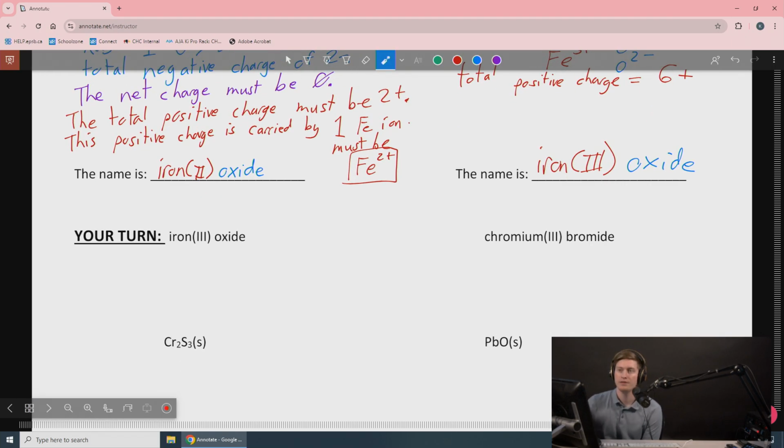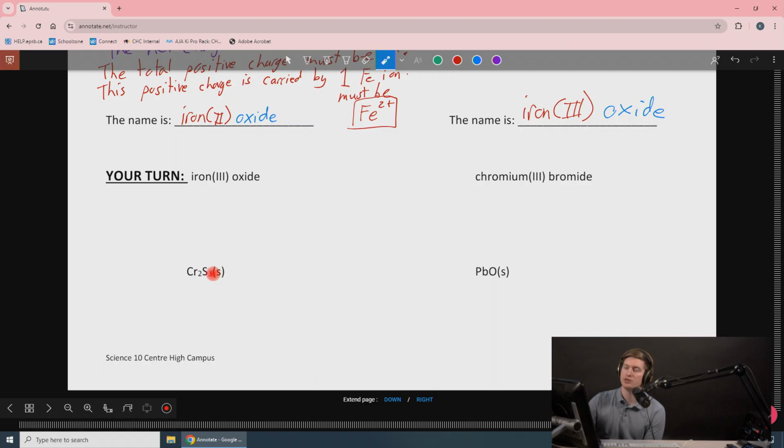There's a few here for you to try out. Try to figure out what must be the charge on these compounds. If we've been given the name, you can try and figure out these two, but if you're given a name, you can work from that.